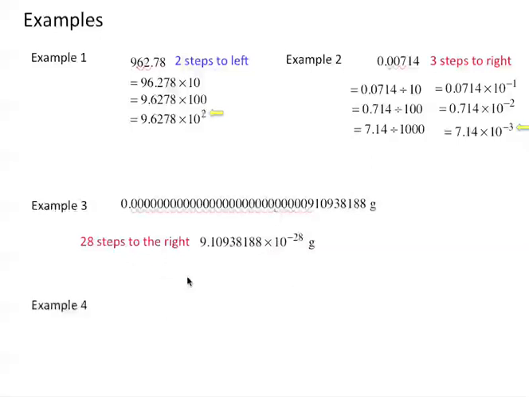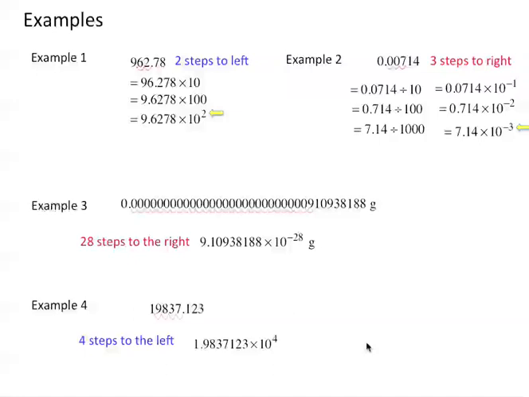Okay, example number 4. Here we have 19,837 and 123 thousandths, and we want to get the decimal point right here between the 1 and the 9, so we're going to move it 1, 2, 3, 4 steps to the left, so it's going to have a positive exponent. Because this is a big number, it's bigger than 1, it has positive exponents. Small things, less than 1, negative exponents. So 4 steps to the left, so it's going to be 1.9837123 times 10 to the power of 4. And that's how to work with scientific notation.